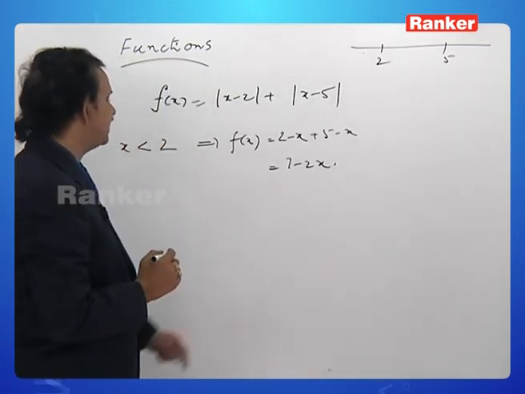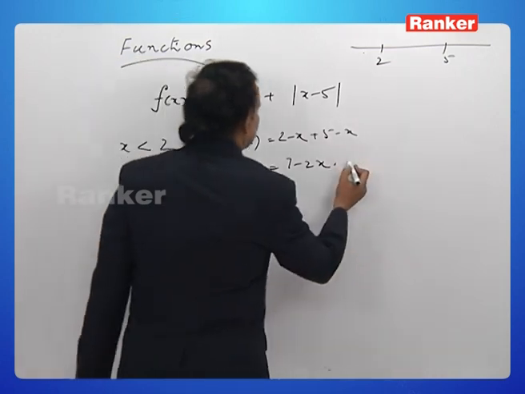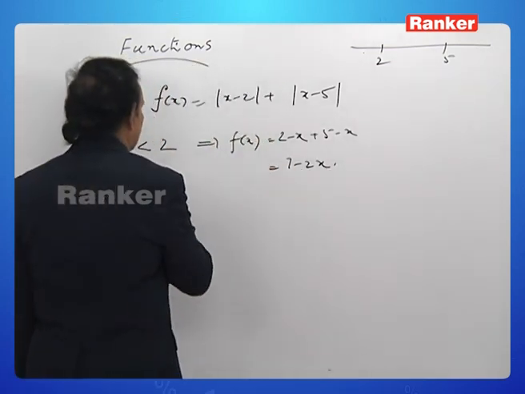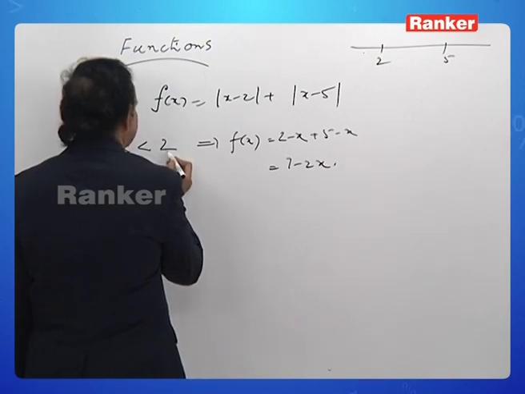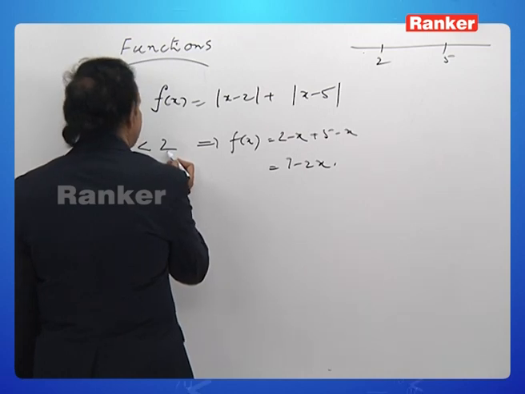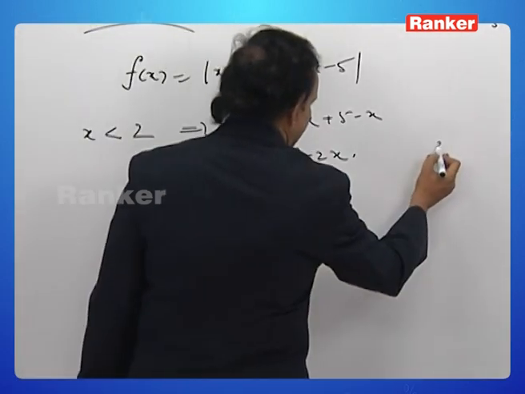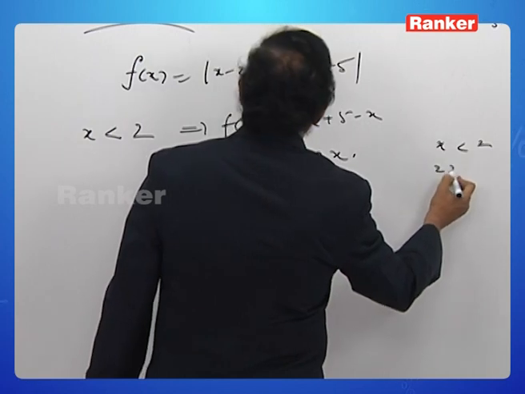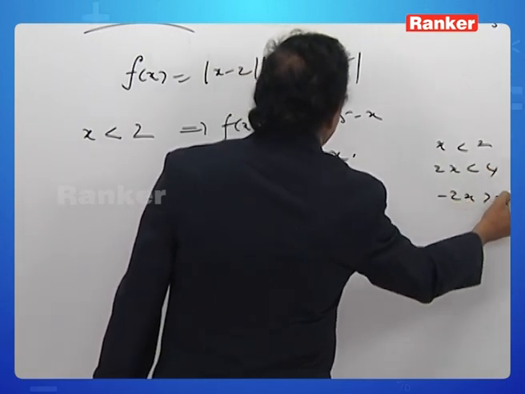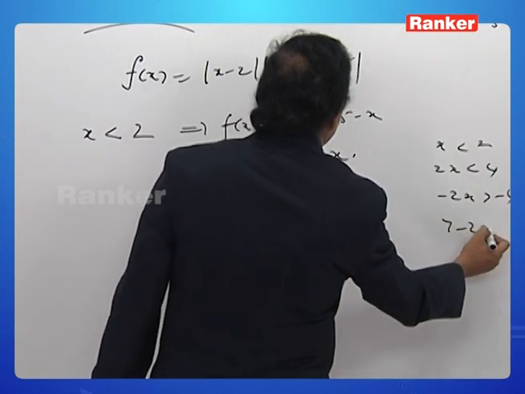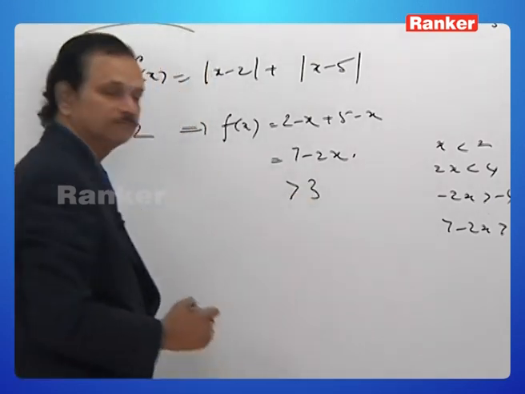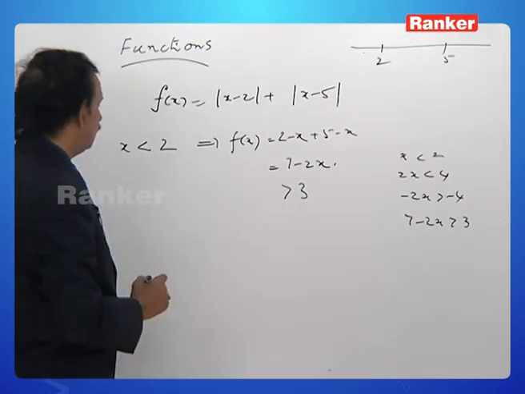As x is less than 2, 2x is less than 4. So minus 2x is greater than minus 4. 7 minus 2x is greater than 7 minus 4. This is greater than 3. In the first case. Good.